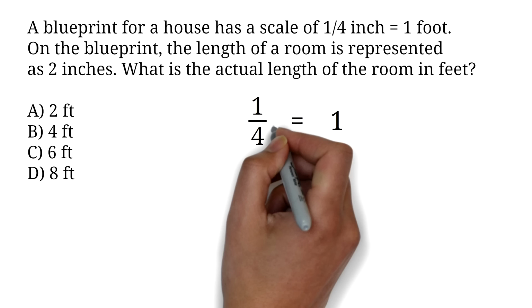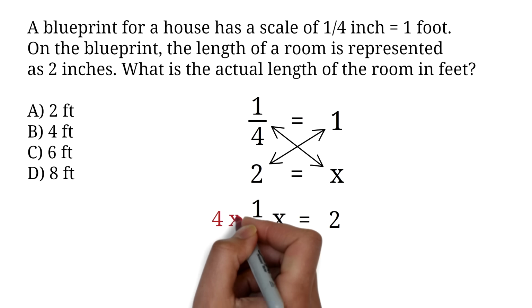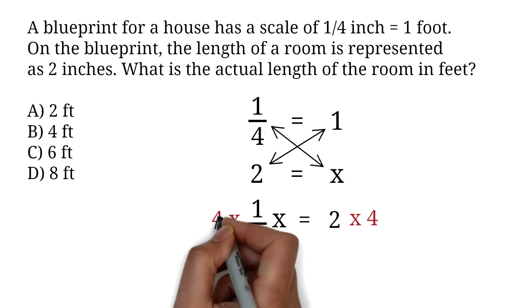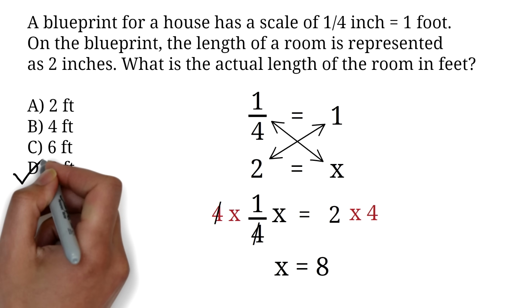We can now cross multiply. 1/4 times x is 1/4 x. And 2 times 1 is 2. We want to solve for x. We will multiply both sides by 4. The 4 will cancel out. 2 times 4 is 8. Therefore, the correct answer is D, 8 feet.